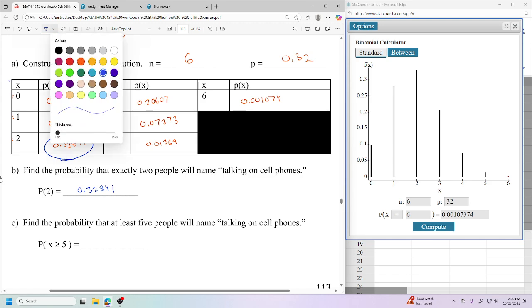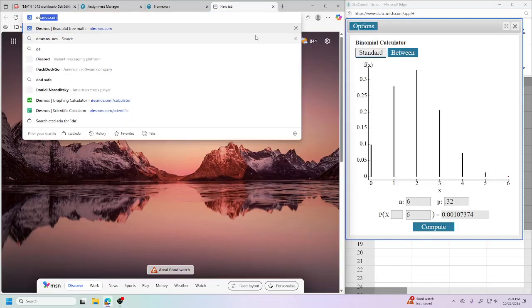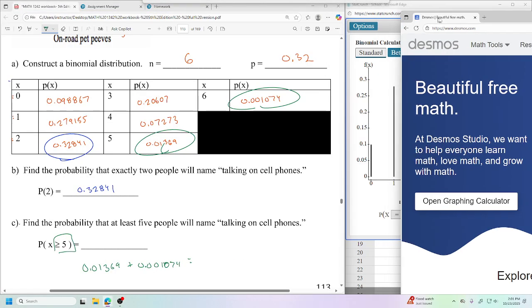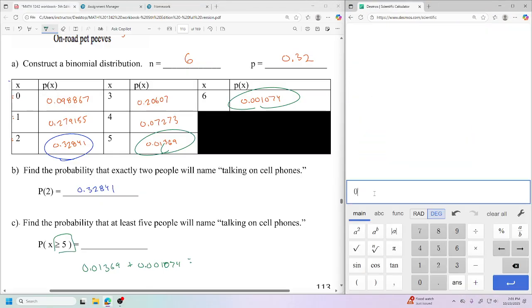It says greater than or equal to 5. I could put that in over here, but when it says greater than or equal to 5, that means 5 and 6 exactly, and I add them up and get a number. I do need to be able to add these, so let me get Desmos Scientific real quick. Of course, you can use StatCrunch to do it too. I just think it's a little easier to do this quickly. It's a concept thing.